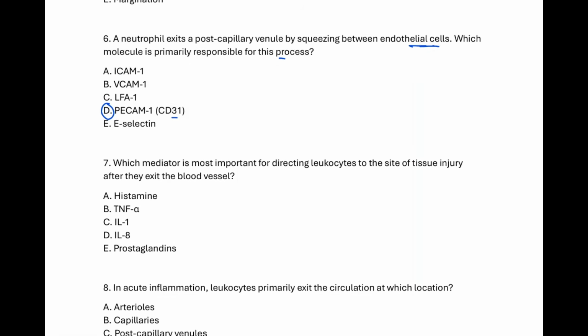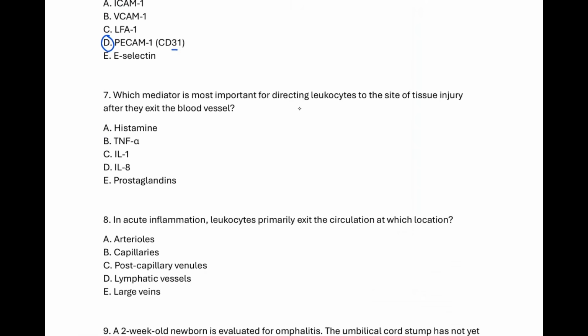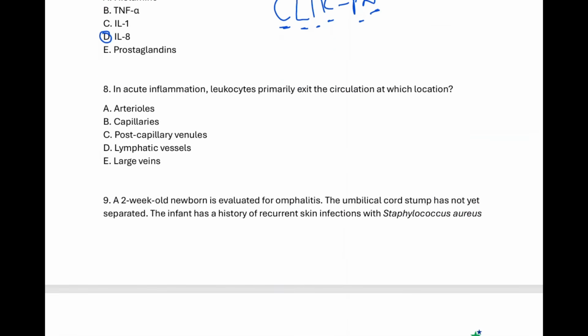Very good. Next one: which mediator is most important for directing leukocytes to the sites of tissue injury after they exit the blood vessel? So they're asking us about what? Our neutrophil chemotaxis, guys. Remember: C5a, LTB4, interleukin 8, kallikrein, platelet activating factor, and N-formyl methionyl peptide, right? So the best answer there will be what? Will be interleukin 8, which is D. Next one: in acute inflammation, leukocytes primarily exit the circulation at which location? Remember, we said post-capillary venules. That's where they go to exit.